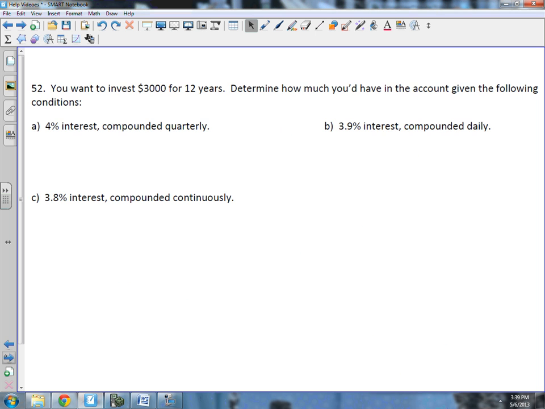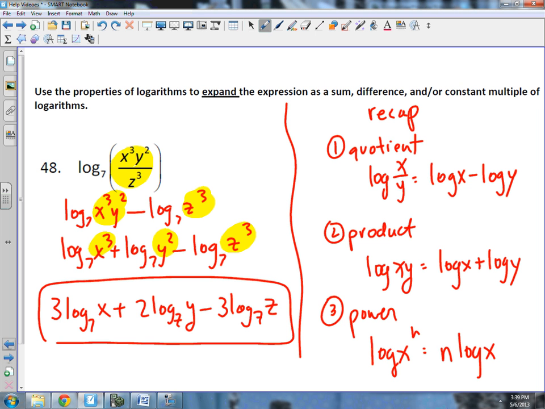All right, the other direction asks you to condense. So when you condense, you would take these 3 logs, and you would go backwards in that same way. So you'd start with your power properties, go to the product, and end with the quotient. So you would go backwards, ending with 1 log if that problem asks you to condense.